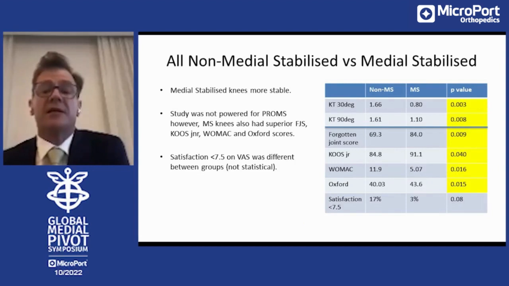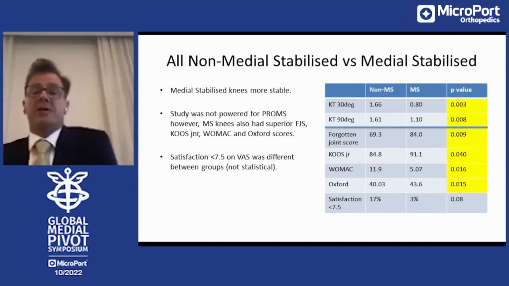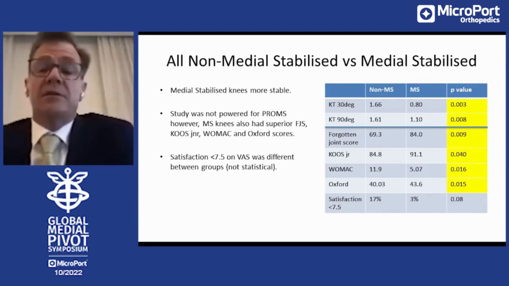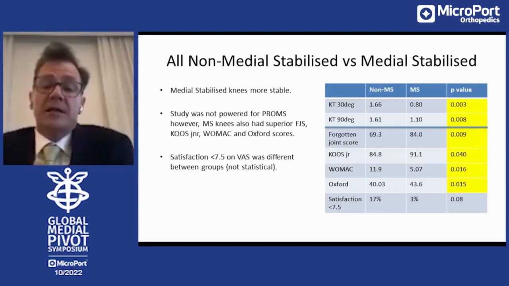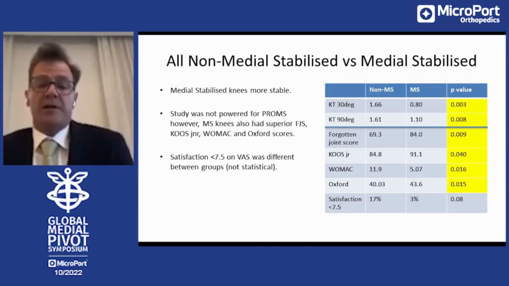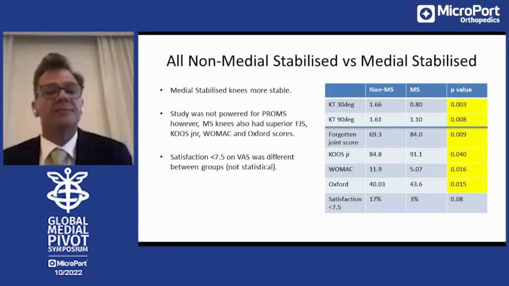In that same study, we found less anterior translation at 30 degrees and 90 degrees of flexion in the medial stabilized versus the non-medial stabilized. And that correlated strongly with the joint scores, Knee Society, Forgotten Joint Replacement, Womac and Oxford, etc.